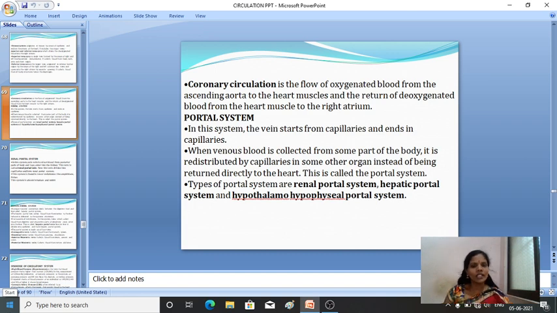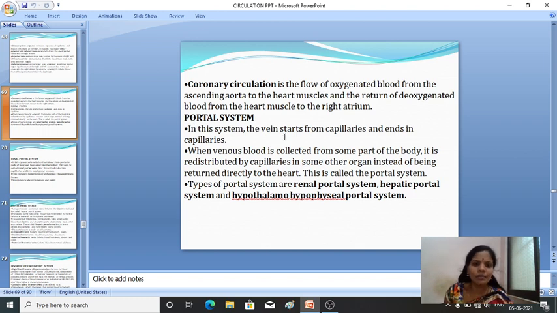Okay. So next comes the coronary circulation. What do you mean by coronary circulation? It is the flow of oxygenated blood from the descending aorta to the heart muscles, and in return it carries the deoxygenated blood from the heart muscles to the right auricle.